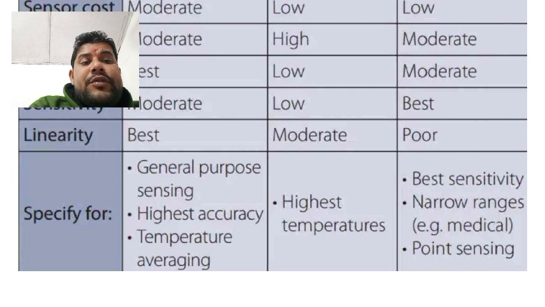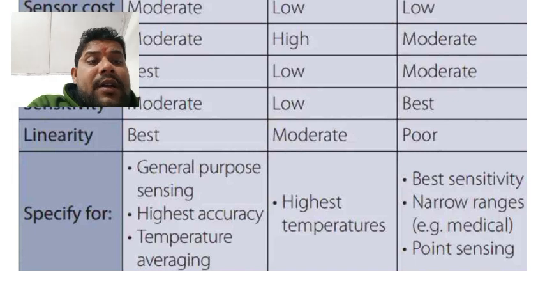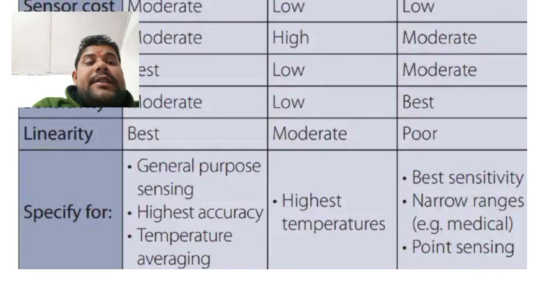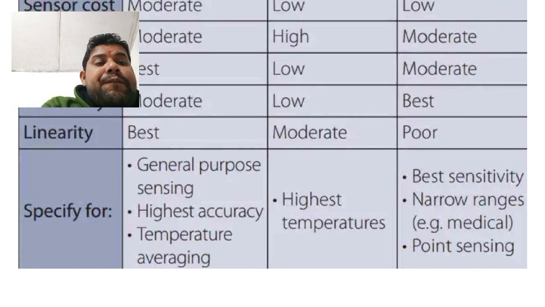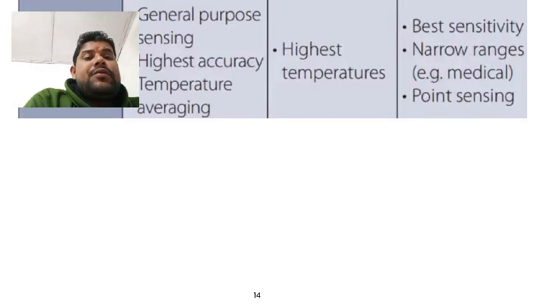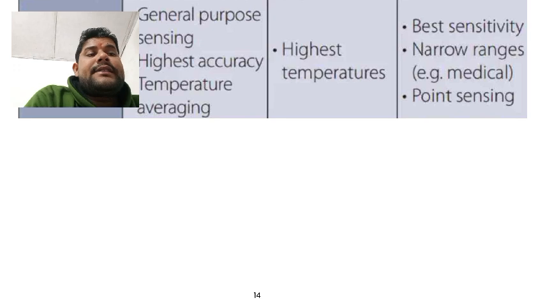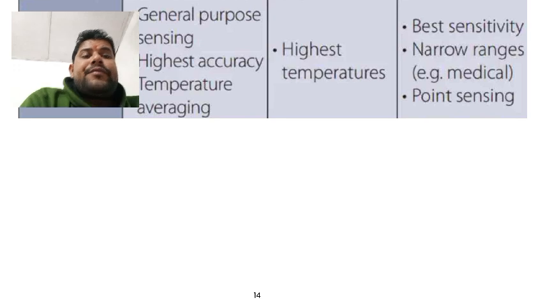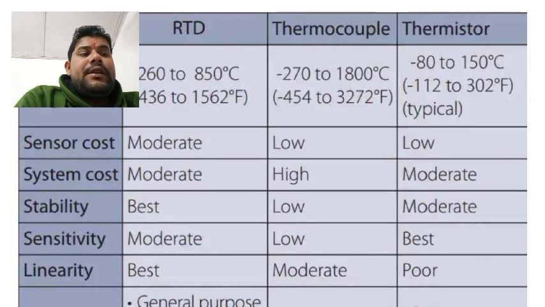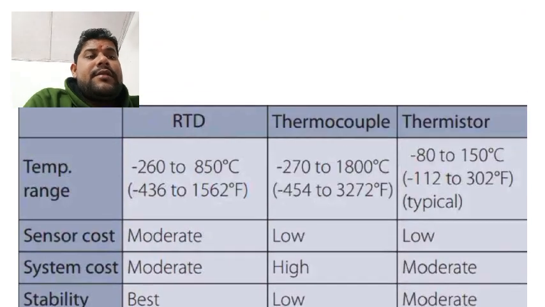It is specific for general purpose sensing. High accuracy, average temperature ranging for RTD. Thermocouple has the highest temperature ranges. In case of thermistor, high sensitivity, narrow temperature ranges, and point sensing. So this is the class for the thermistor. In the next class we will discuss the thermistor and thermocouple.